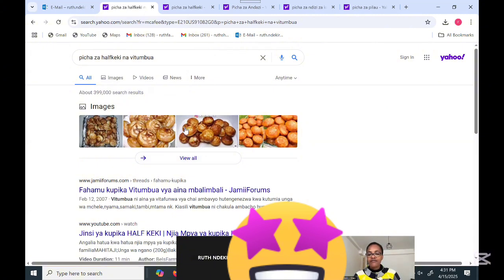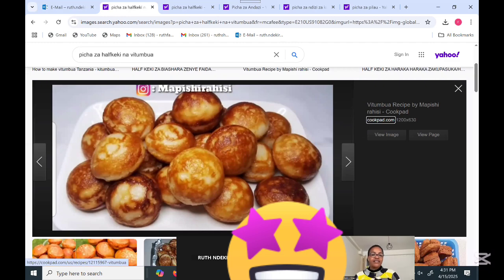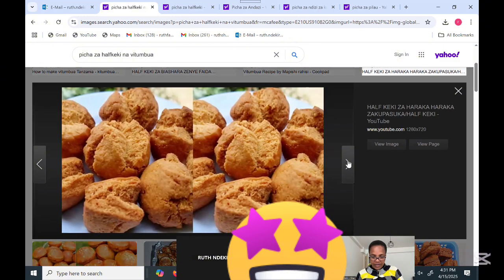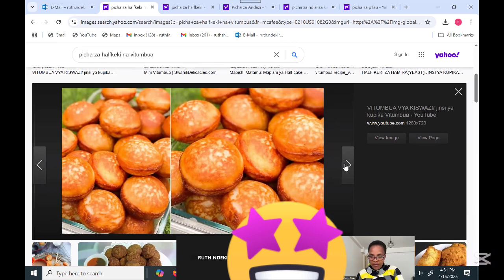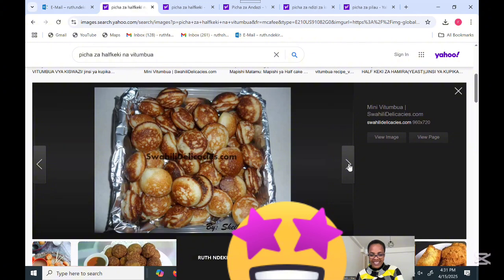And then kitu kingine. Okay, you said vitumbua, right? Yeah, vitumbua is here. This is made of, unaona, rice. When you grind rice in a milling machine, you get something like porridge from the rice. But then you now fry it. Ndo hivyo, vitumbua is really nice. Very, very delicious.